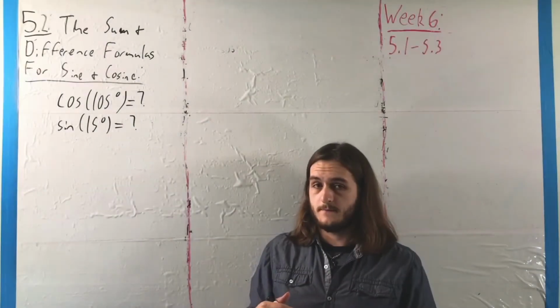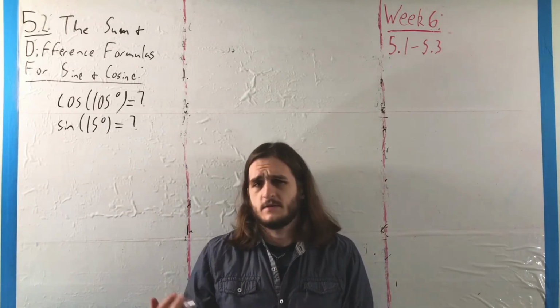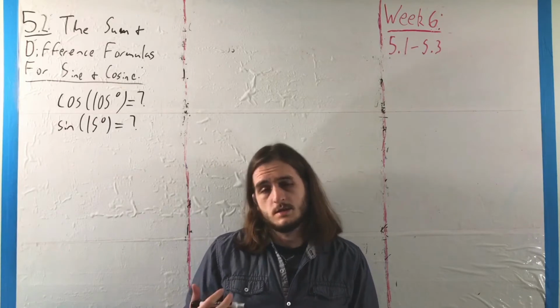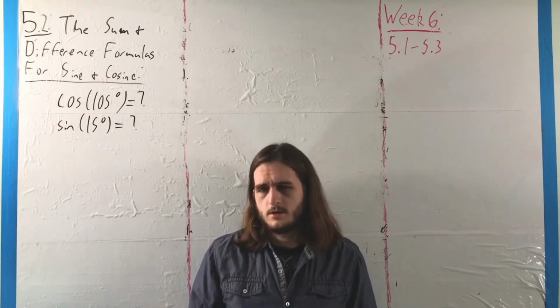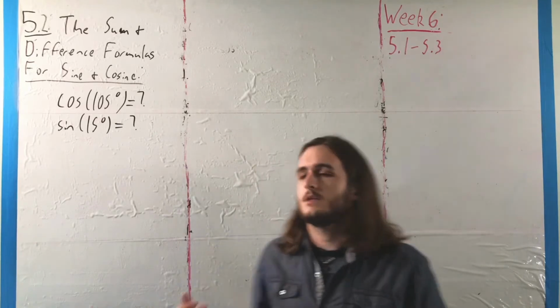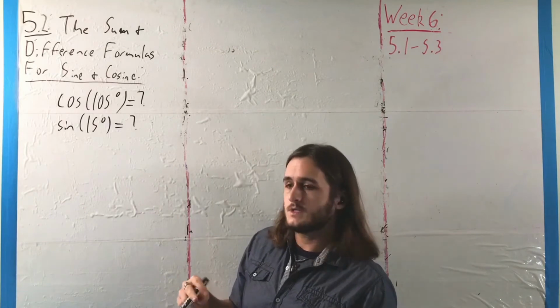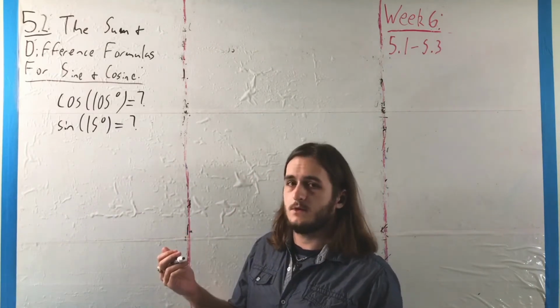So moving into section 5.2, we're going to look at what are called the sum and difference formulas, specifically for sine, cosine, and tangent. We can do similar things with cosecant, secant, and cotangent, but we're going to focus on the main three here. To understand why we care about these, let's think about two very basic scenarios, looking at the value of cosine of 105 degrees and sine of 15 degrees.